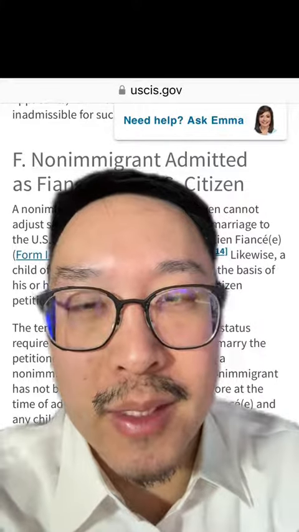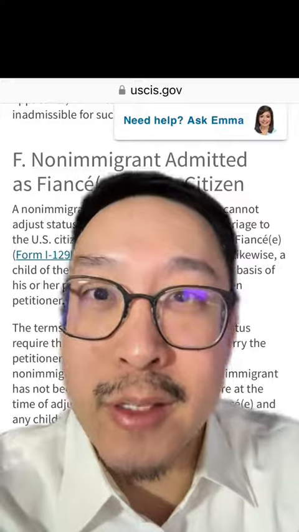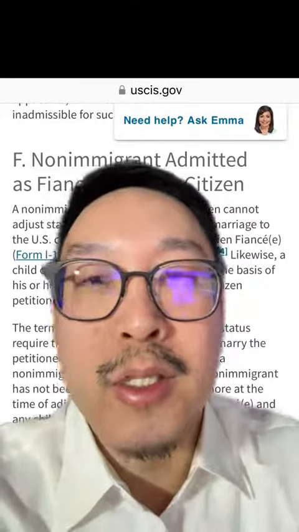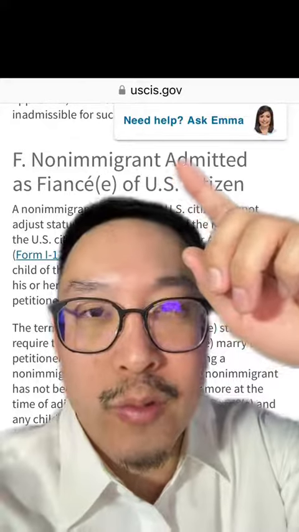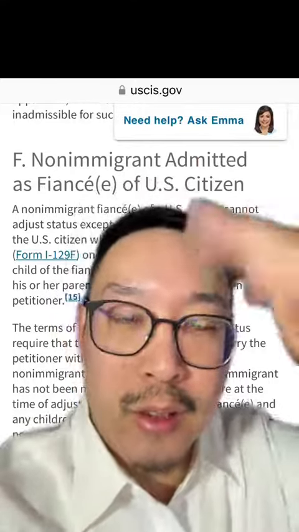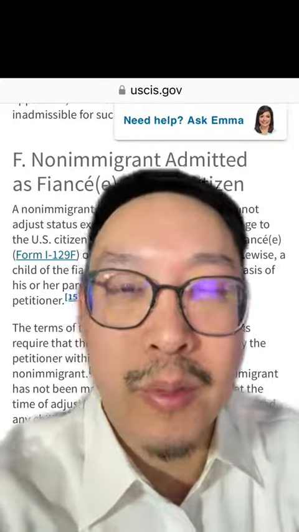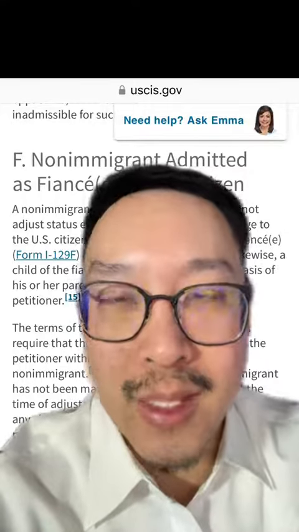If you intended to enter America to marry that person, spouse, or fiance A, you have to actually get married to that person to continue the process. And here's proof on the uscis.gov website. This is the USCIS policy manual. Okay. Now, there's a long list of scenarios where people are not allowed to adjust status, aka obtain residency.